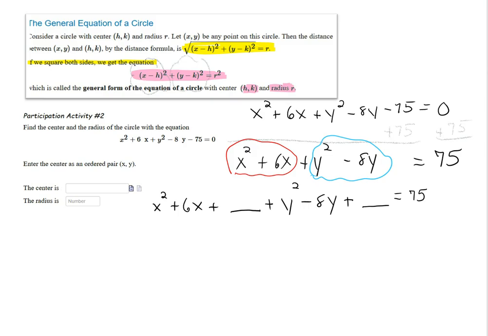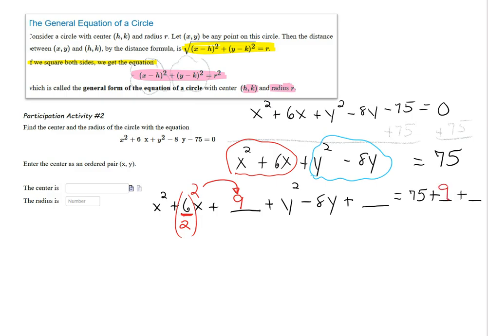And then remember, what you do to one side of an equation, you have to do to the other. So whatever I add for my x's and whatever I add for my y's, I have to add those same numbers on the other side. Now, to complete the square, you simply take the middle term, which is 6 on the x's, divide it by 2, and then square it, and that's what goes right here. Well, 6 divided by 2 is 3, and 3 squared is 9. But that means I have to add a 9 over there as well.